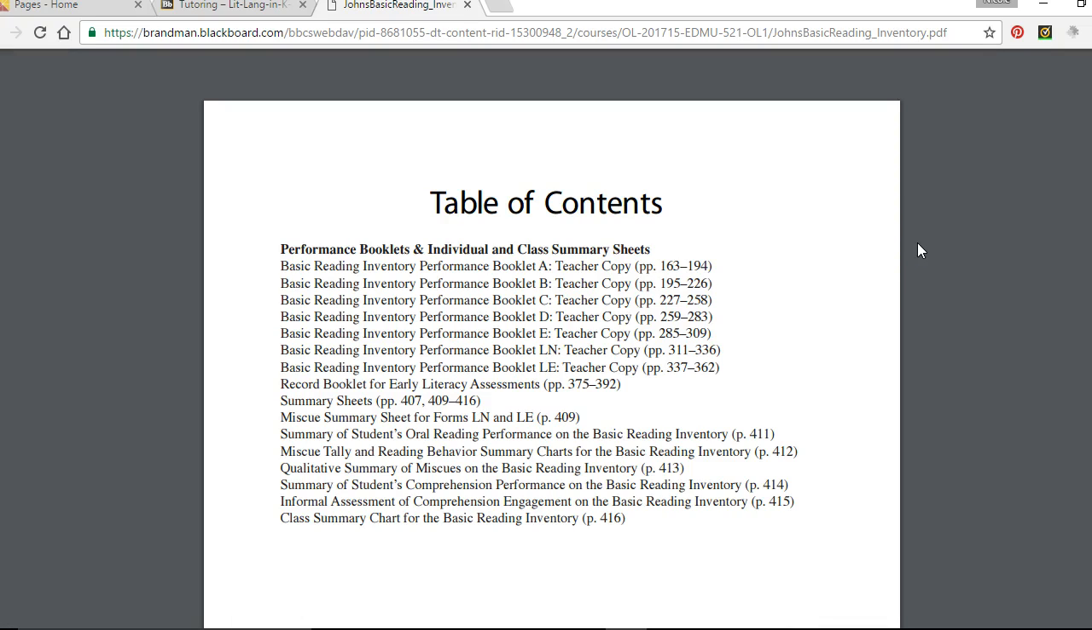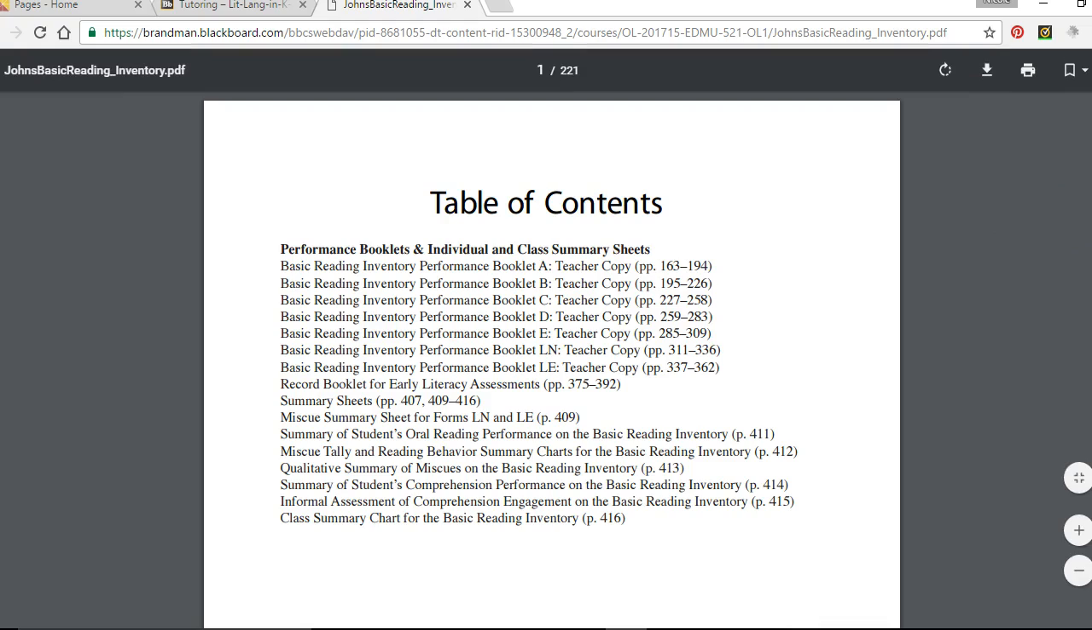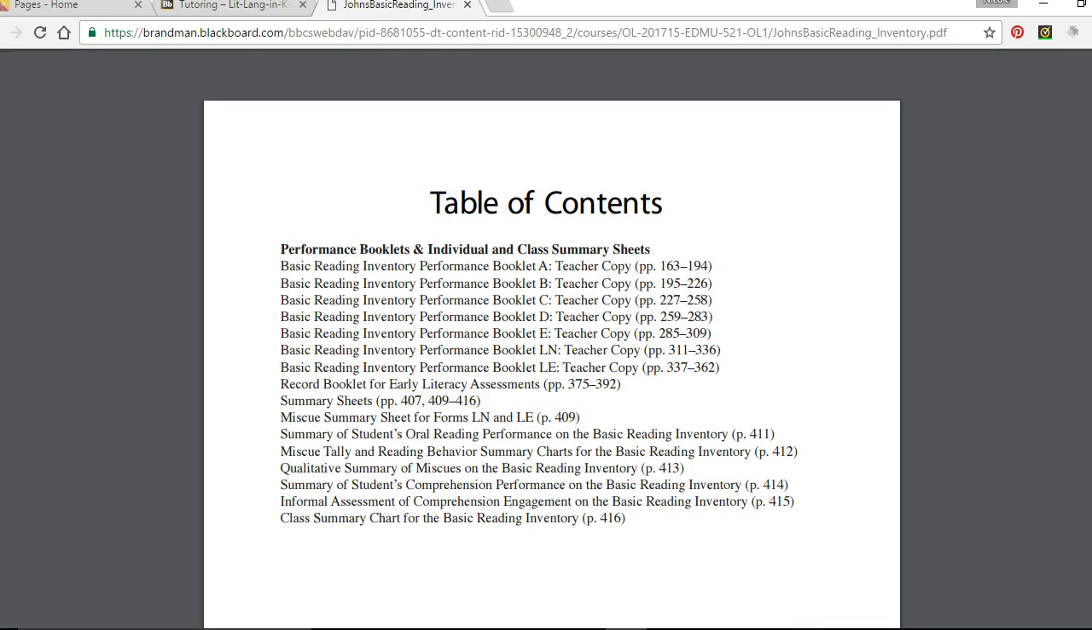The goal is to find the student's 3 levels of reading. You want to find out where the student can read independently without help. Where is that student's instructional level? That's where you will be working with them and growing their level. And then where is the frustration level? That level where they cannot do it on their own and it would be difficult even with support. So we want to find out those 3 reading levels. We do that by reading passages and then answering questions.